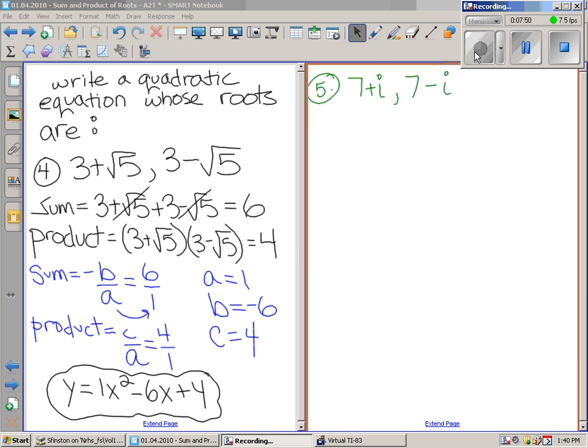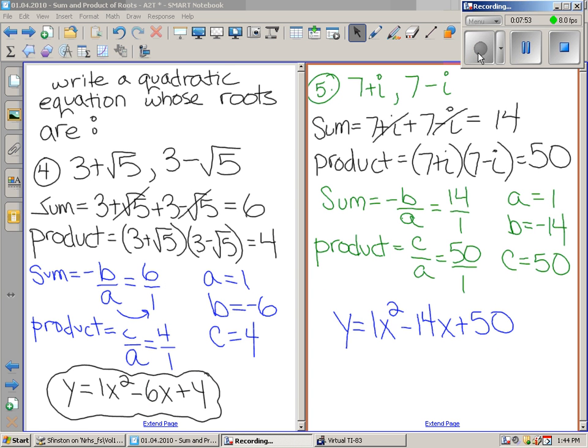Let's practice again with number 5. So first we found the sum and the product of the actual roots themselves. Then we took our answers and we subbed them back into the general equations to find the sum and the product. We figured out what a, b, and c were, and we plugged back into the formula, and we're done. That's it. That's the answer.